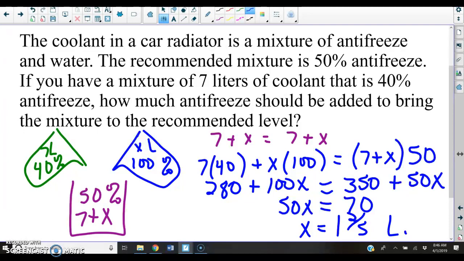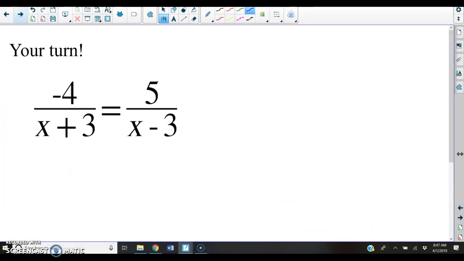Since we didn't have any fractions, we do not have to worry about having denominators. That 1 2/5 liters should make some sense to you. And you could check it. Okay, your turn.